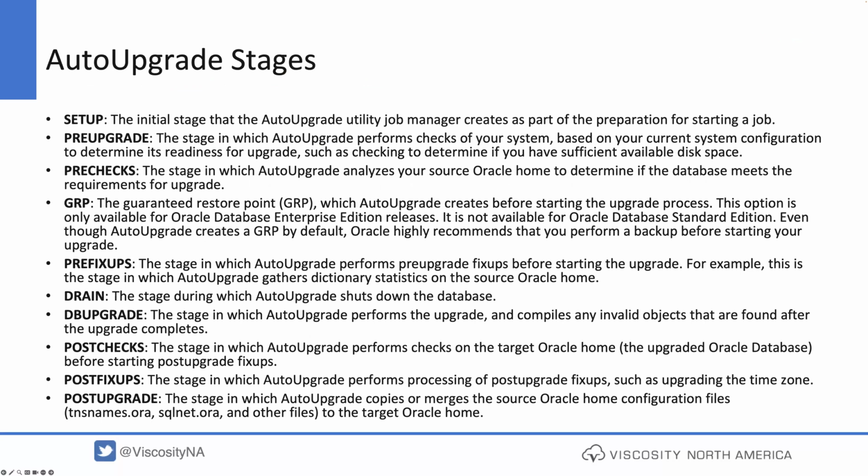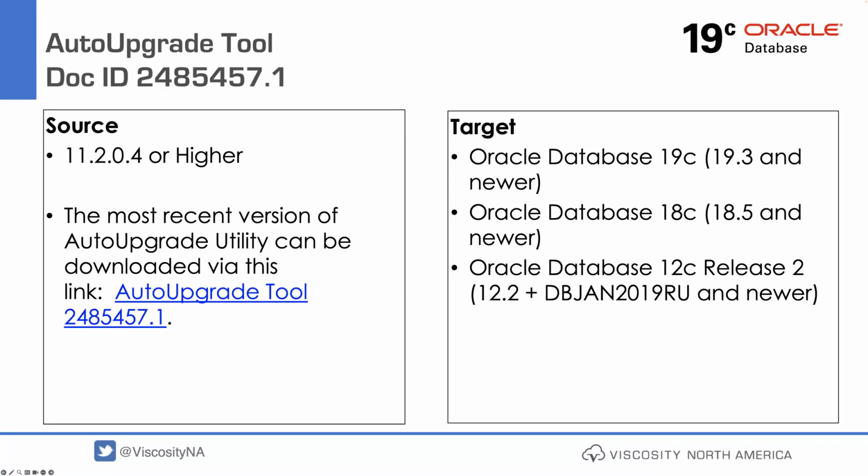At a very detailed level, these are the stages of AutoUpgrade: setup, pre-upgrade, pre-checks, GRP, pre-fixups, drain sessions before the actual upgrade, then the upgrade itself, post-checks, post-fixup scripts, and the post-upgrade steps. So AutoUpgrade is comprehensive. In fact, there's a deploy option if you're doing it on the same server, or there's the upgrade option if you're doing it on a different server from the source.